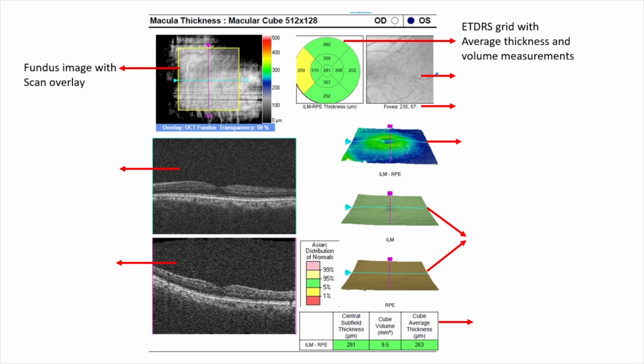The next one is the ETDRS grid, which I described earlier, along with the average measurements in each of the zones. Then we have the B scans. One is the horizontal B scan and the other one is the vertical. Again, we can see that this box is lined by blue and this is a blue line passing horizontally. Otherwise, also, usually the horizontal scan is here and the vertical scan is there. This is the fundus NFAS image. These numbers are the location of the fovea, like the B scans, which are 512 by 128.